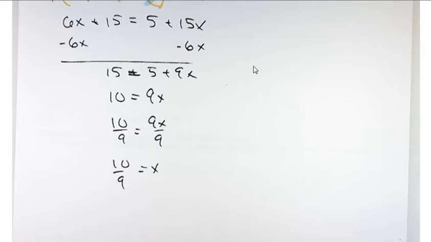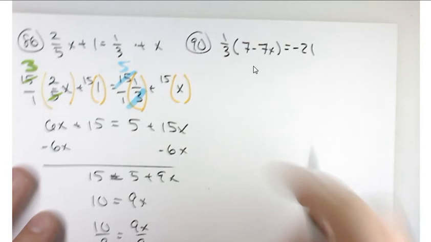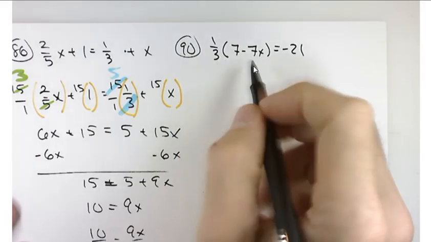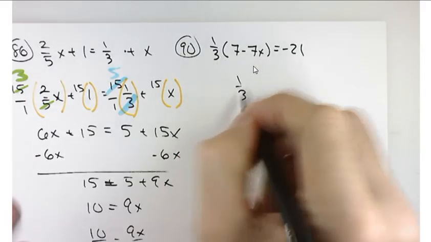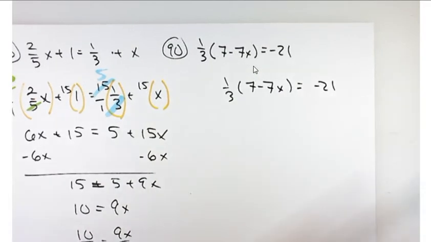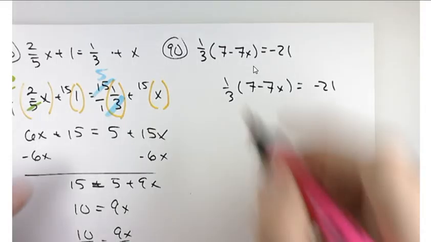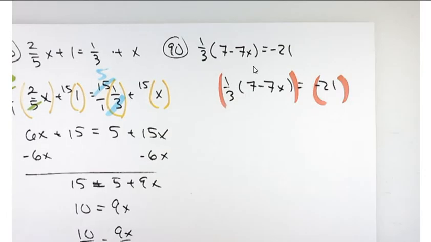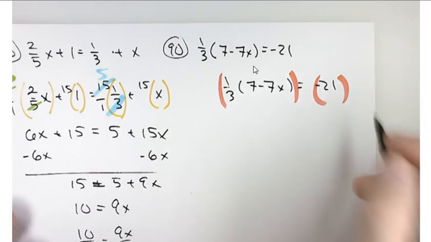Problem number 90. 1/3 of this. Well, that 1/3 is kind of a pain here. 7 minus 7x equals negative 21. So just like the last one, I'm going to start by getting rid of the fractions. I'm going to multiply this side by something and this side by something. What something should I multiply by? 3.